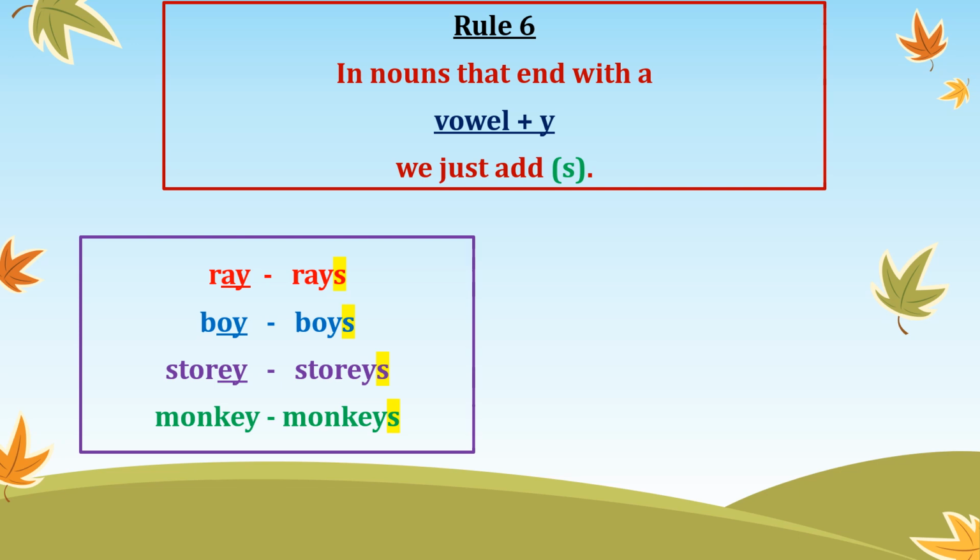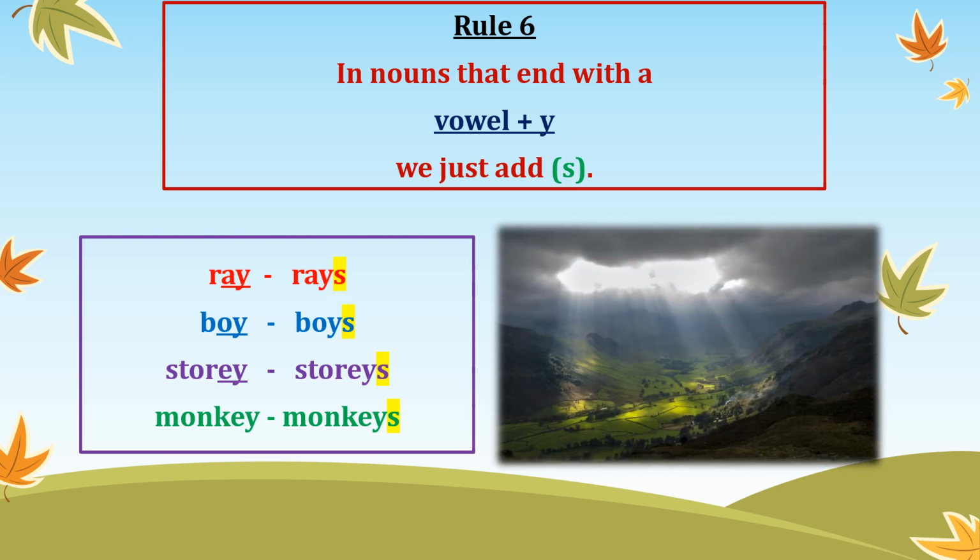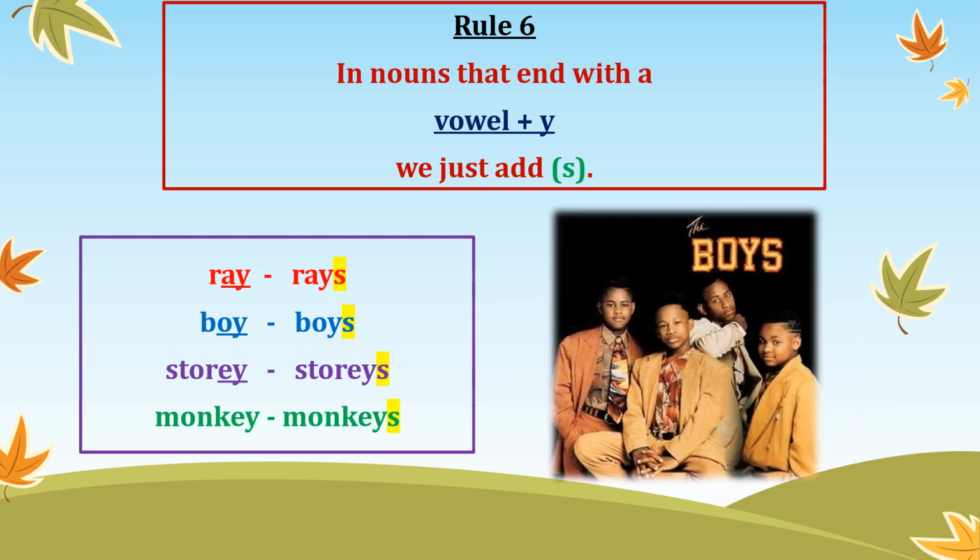All we need to do is to write S, and see, the word ray has become rays. Moving on to the next one. Boy. Boy is again ending with a Y, and just before Y, we have O. That is a vowel. So, boy will become boys.